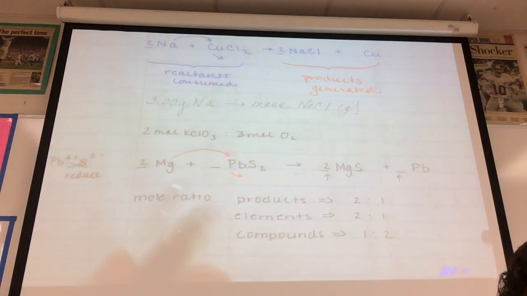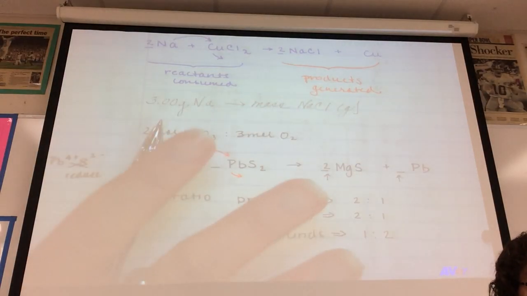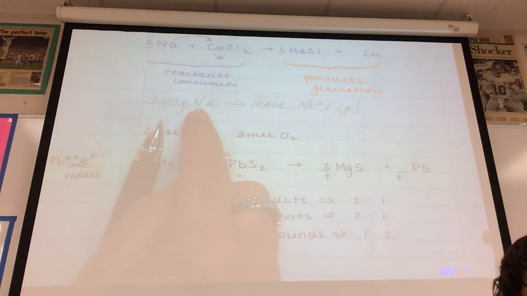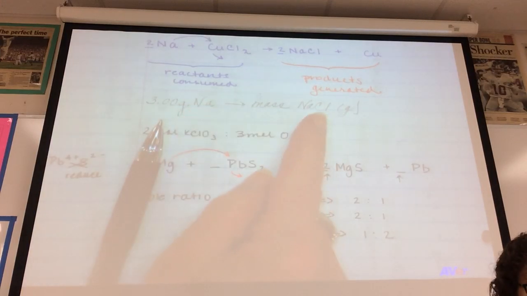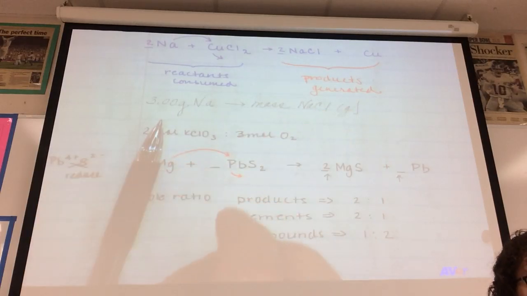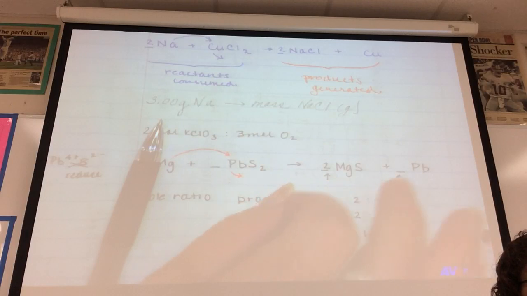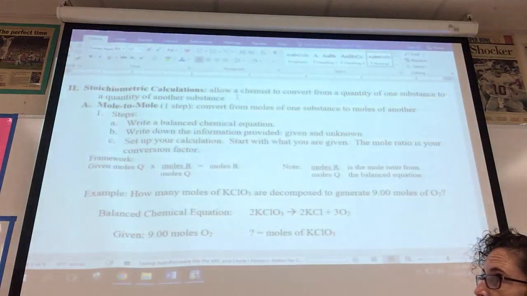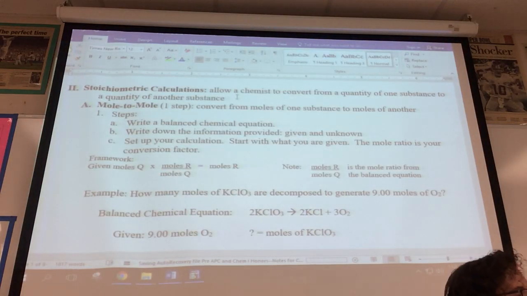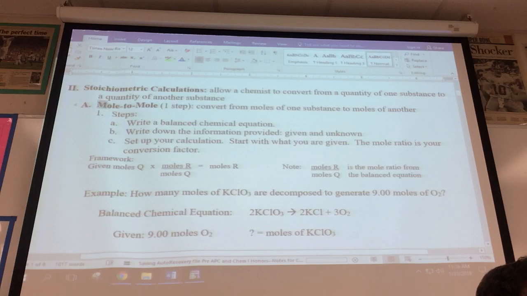Now, if you go into any textbook, they're going to jump in right away. They're going to give you the mass of one substance and ask for the mass of another substance. That is a 3-step problem. I have found over the years that kids had too much difficulty going from nothing all the way to a 3-step problem. So I'm going to start it much simpler for you, and we're going to build it up to that 3-step problem.